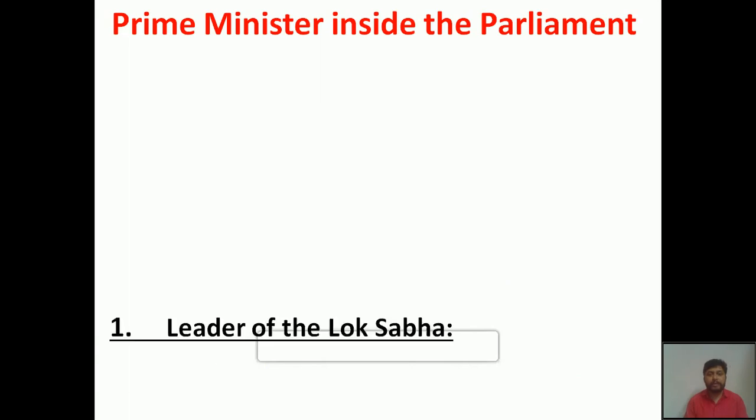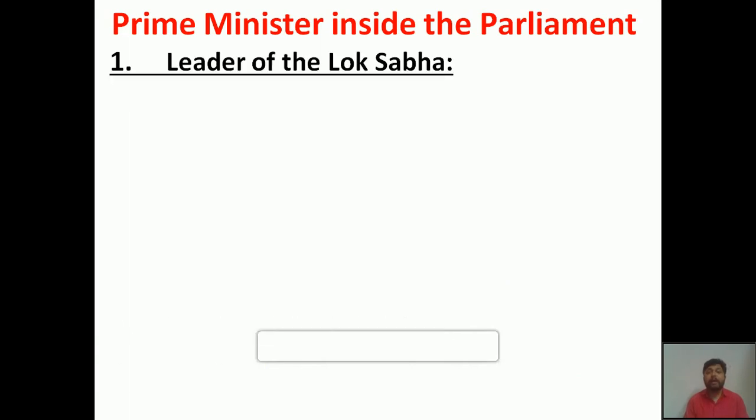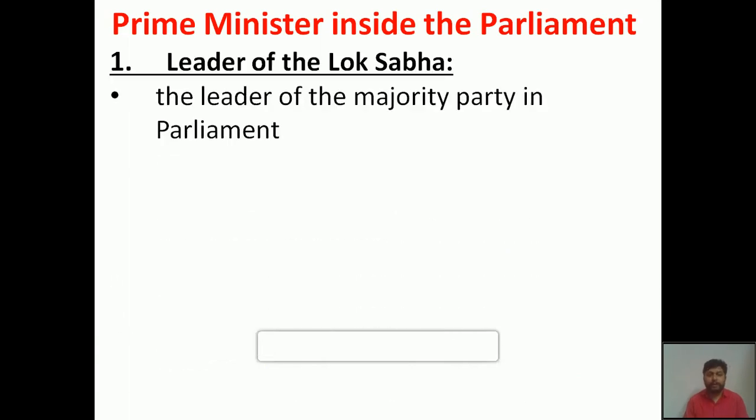Prime Minister inside the Parliament. First one, leader of Lok Sabha. The leader of the majority party in Parliament is appointed as the Prime Minister. We have already seen this particular point in the first part of this chapter. In the case of appointment of a Prime Minister, the President asks the leader of the majority party to form the government. So the leader of the majority party in the Parliament becomes the Prime Minister.